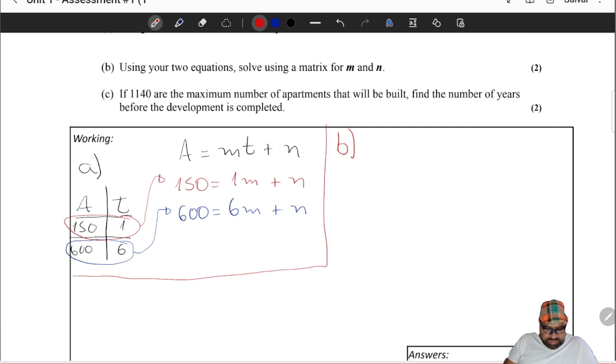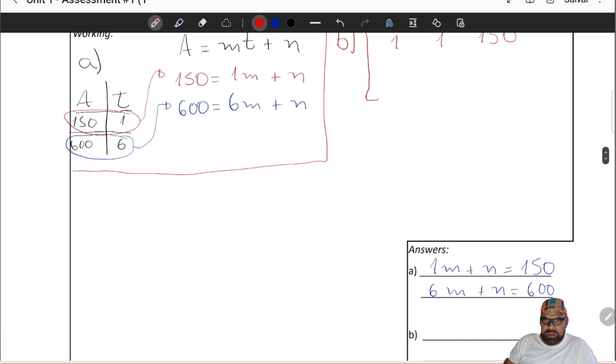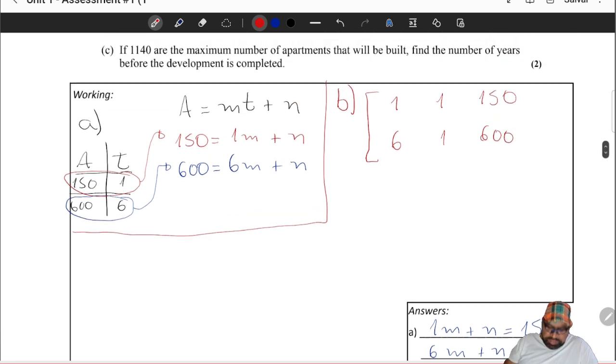We plug in this information, the matrix, to recreate the case. Our case here is 1, 1, 150. Remember, guys, I line up here, below here: 1, 1, 150 and 6, 1, 600. Be sure, guys, that you follow the order: variable, variable, and constant, the last one. Otherwise the equation will be very weird.